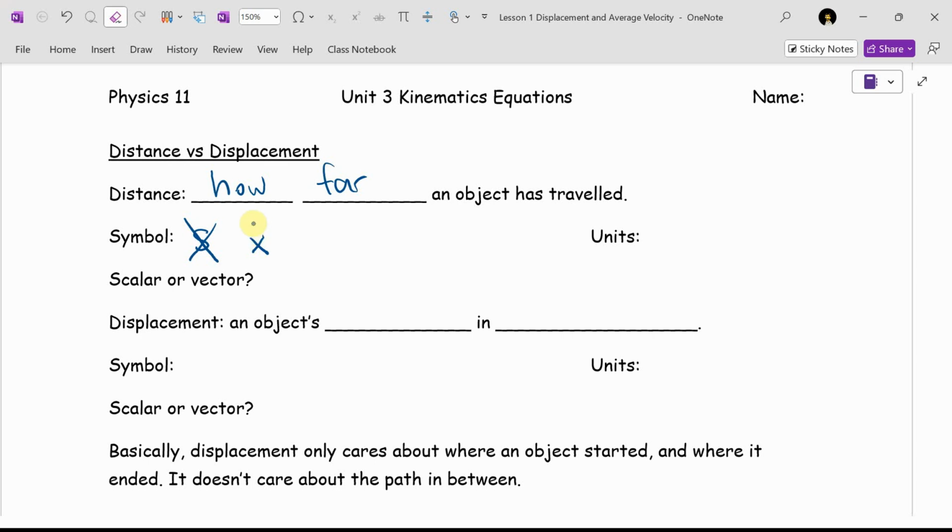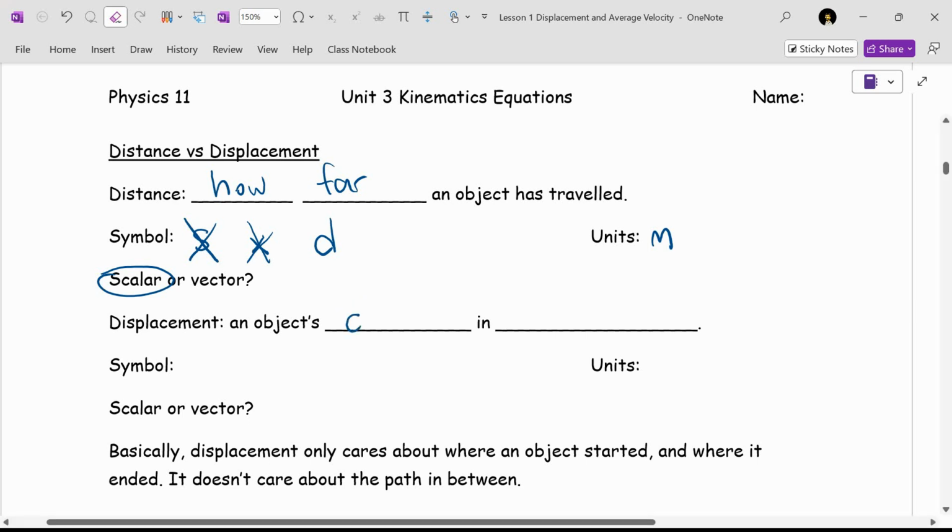Yeah, that's not bad, but you know what? I'm just going to use D for distance. I will try whenever possible to pick the letter that starts the word. We're going to run out of letters eventually, but whenever possible, I'll use the letter that starts the word. The SI unit for distance is meters, and I abbreviate that too. Scalar or vector? Distance is a scalar. It's how many steps the object takes, if the object is stepping.